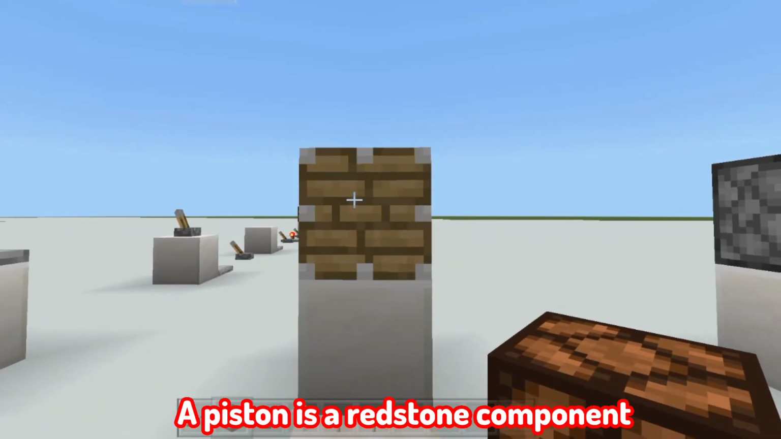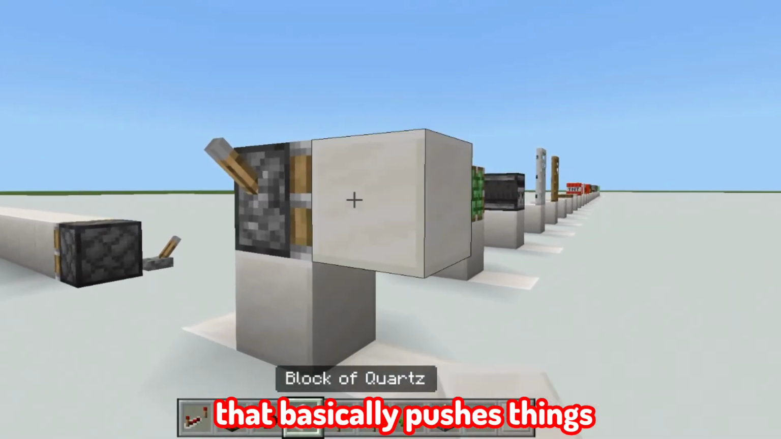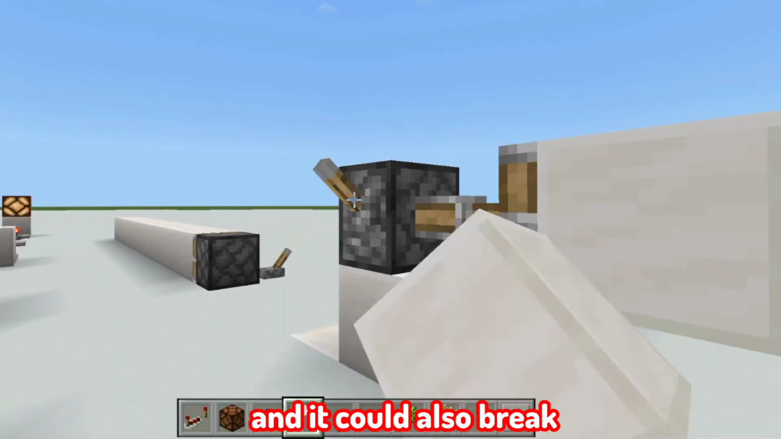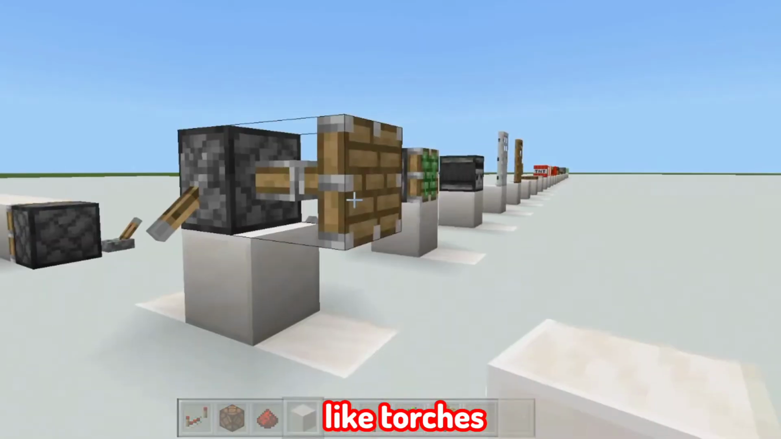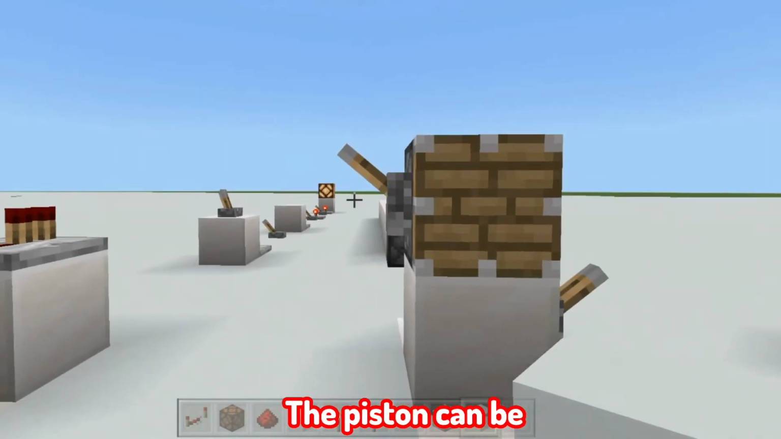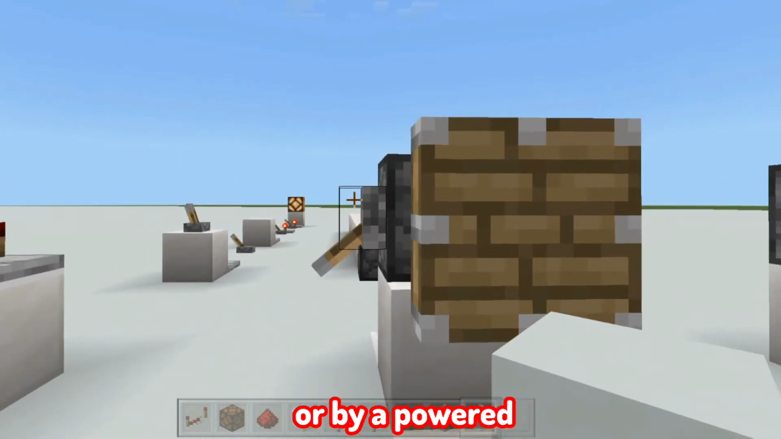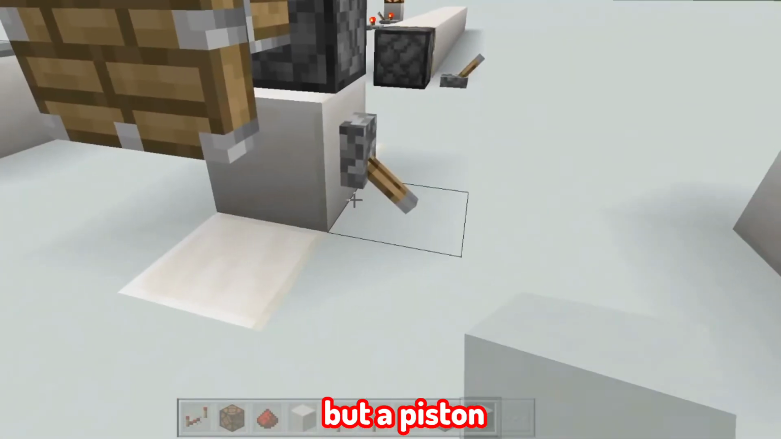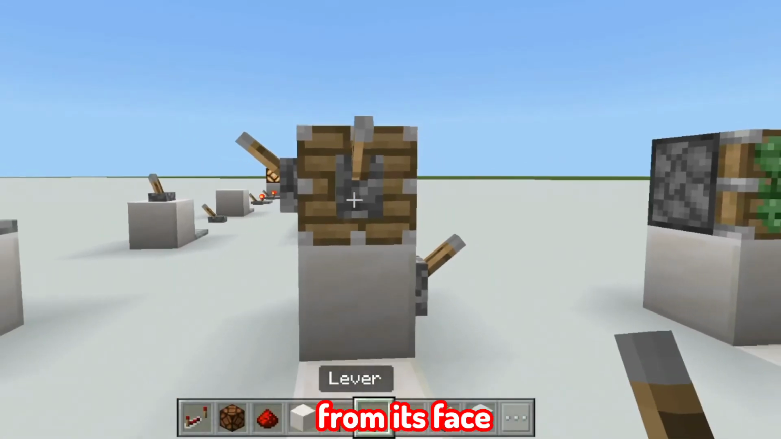A piston is a redstone component that basically pushes things, and it could also break some things, like torches. The basic piston doesn't put items back. The piston can be powered directly or by powered adjacent blocks, but a piston can't be powered from its face.